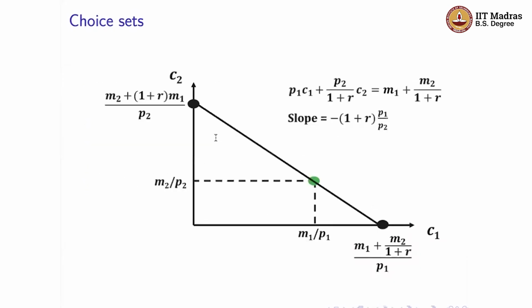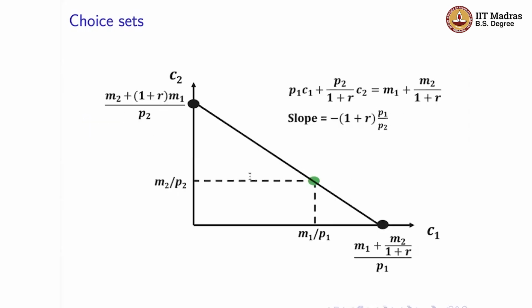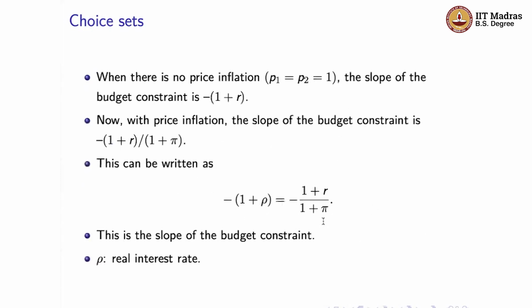then we can rewrite this same budget constraint that you saw here. So put in P1 equal to 1 and P2 equal to 1 plus pi. So this is the expression we end up getting. And again, you can rearrange this to get an equation of a straight line where you're writing C2 as a function of C1 and the other constants, right?